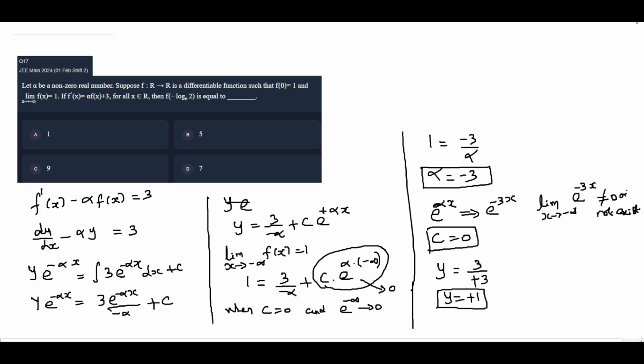So y equal to 1 means it is a constant function, which is equal to f of x. Okay, so f of minus log base c2 is also 1, so the answer is 1.